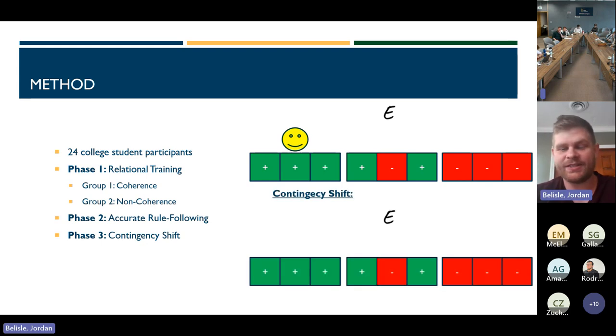However, in the contingency shift, the exact same rule was presented and the exact same arrays were presented. It was unsignaled, so nothing in the environment would signal that the contingencies were changing. However, points were only awarded when they selected the least related stimulus in the array.